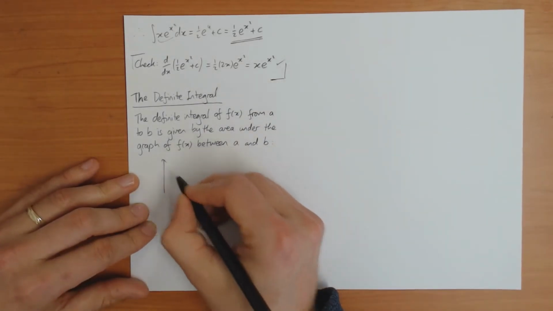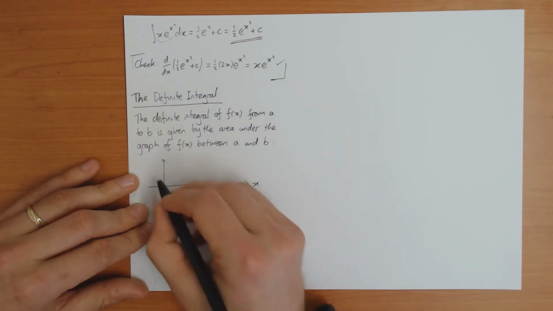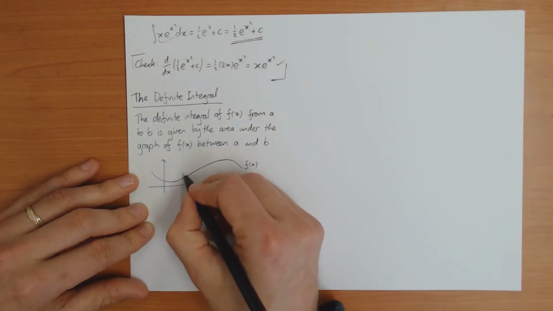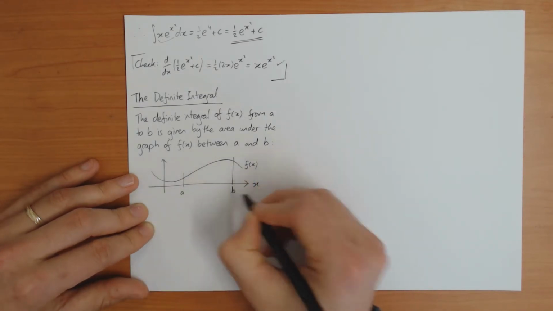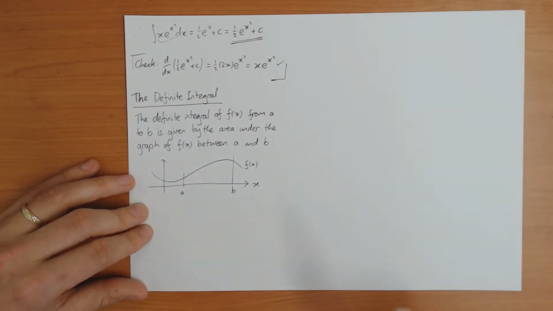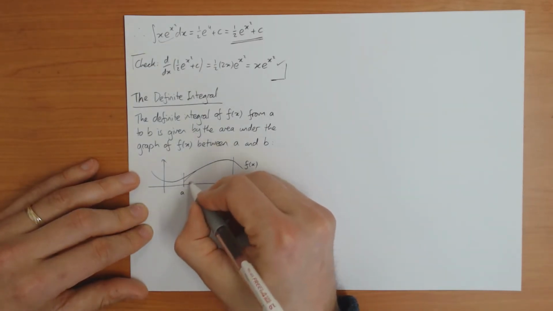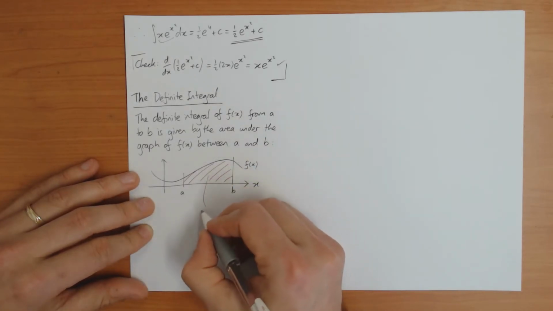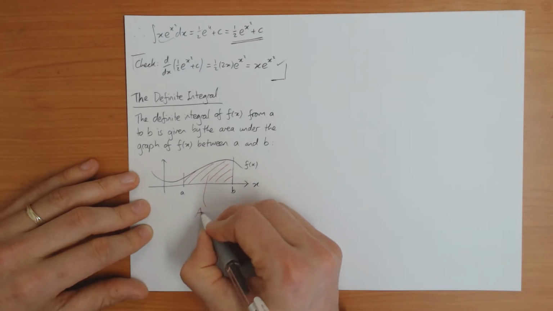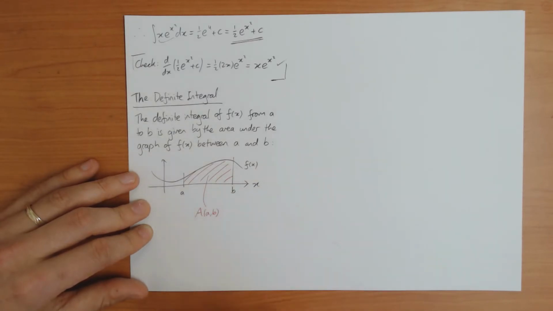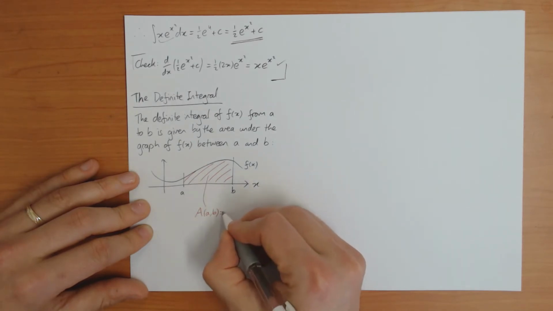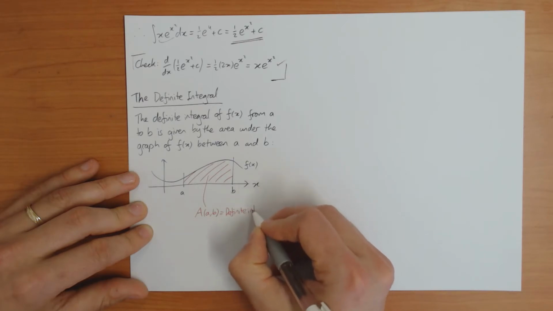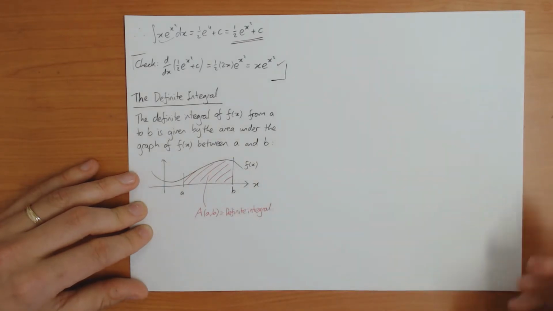This definition is really much clearer in a picture. Suppose that I've got some function f of x, looks something like this, and I give you 2 points, a and b. Here, the integral between a and b is given by the area here. So this area here, I can write as a and b, so the area between a and b, and this is the definite integral.